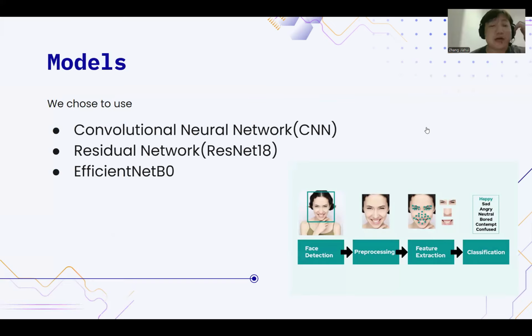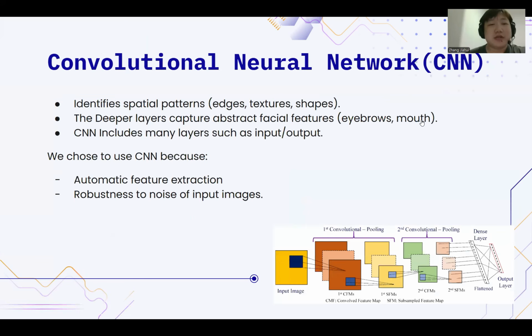Jiahui, I'll be sharing about our models and the project objectives. So we'll be using three models, CNN models. It identifies spatial patterns such as edges, textures, and shapes. And the deeper layers of CNN models will capture more abstract facial features such as eyebrow and mouth.